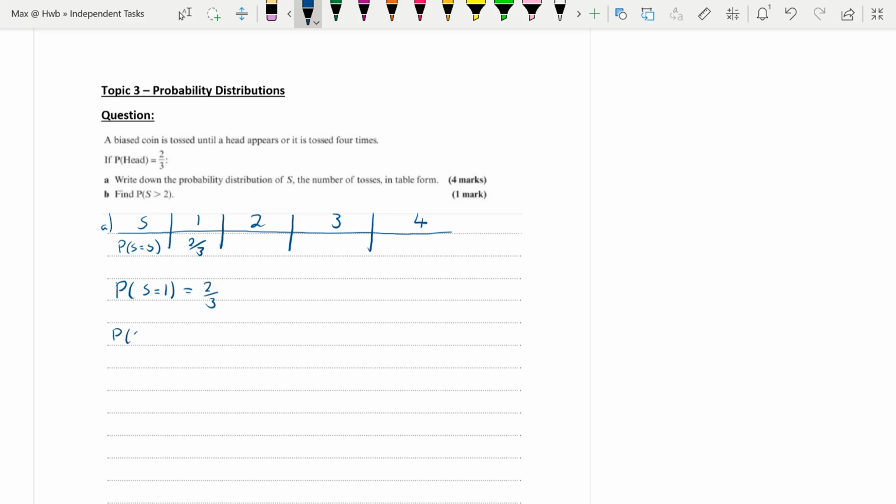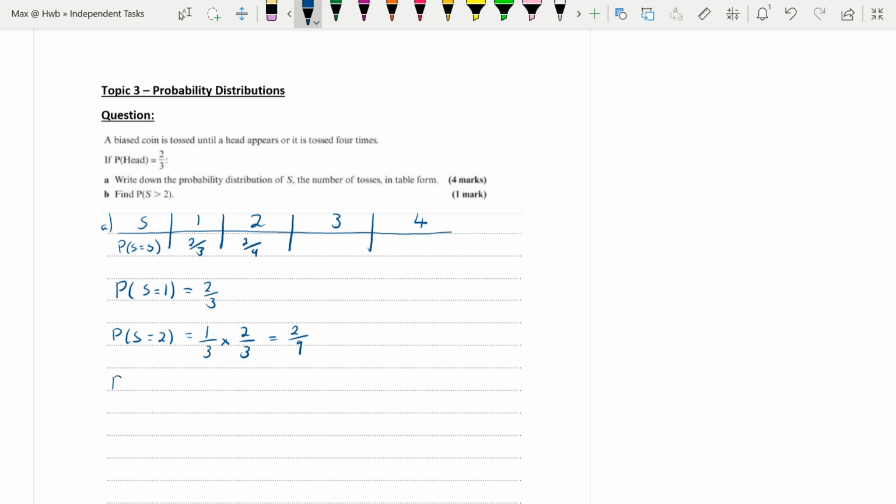Okay, the probability that S equals 2, for me getting a heads on the second time. The first time I need to not get a heads. So the probability of a heads is 2/3, the probability of not a heads would be 1/3, and then I'm going to get a heads. Okay, so that is going to give me 2/9.